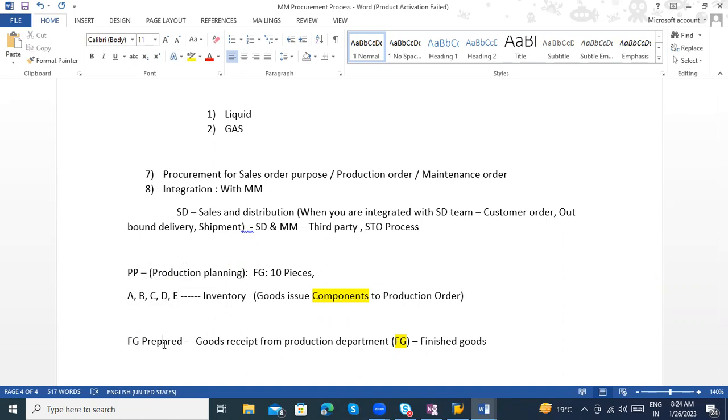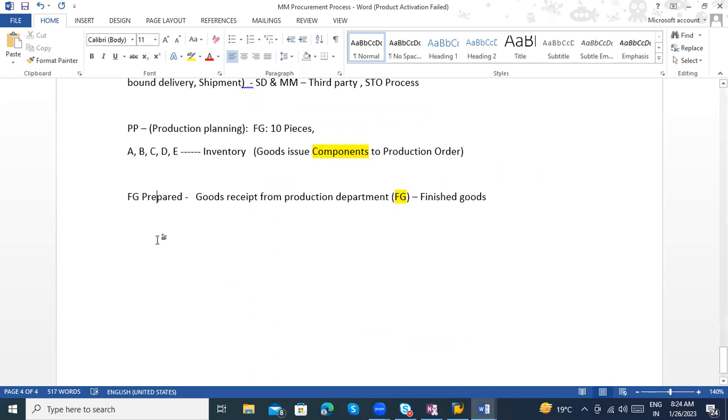Clear? Any questions here? Good. Now let's see PS. PS and MM integration. Here I'm talking about PS, which is the Project System.